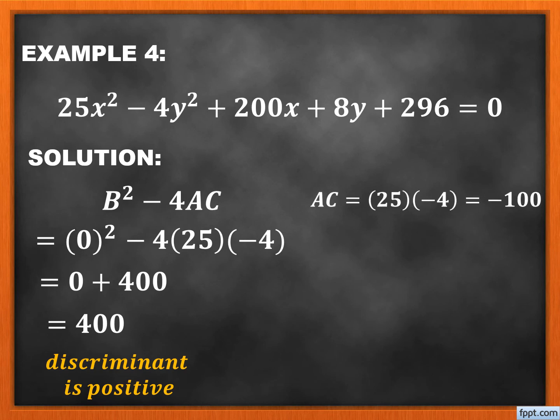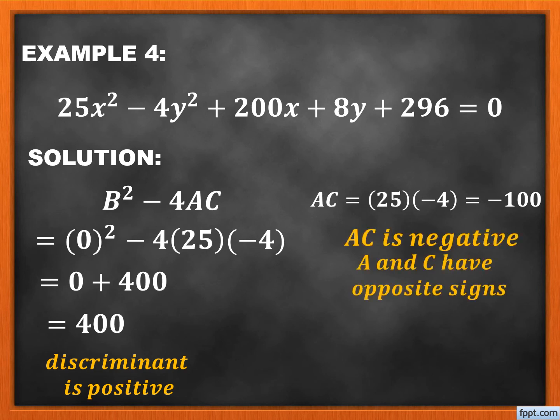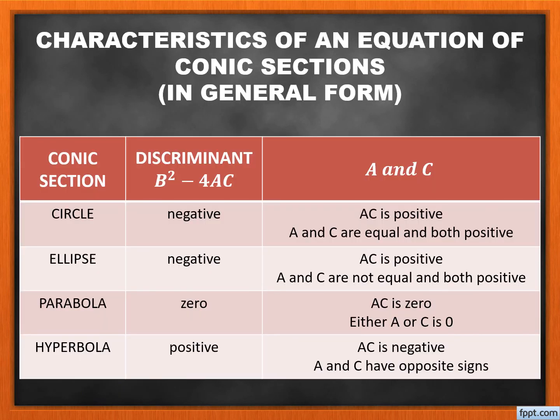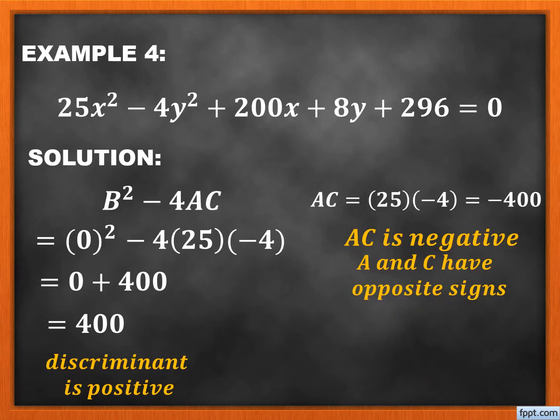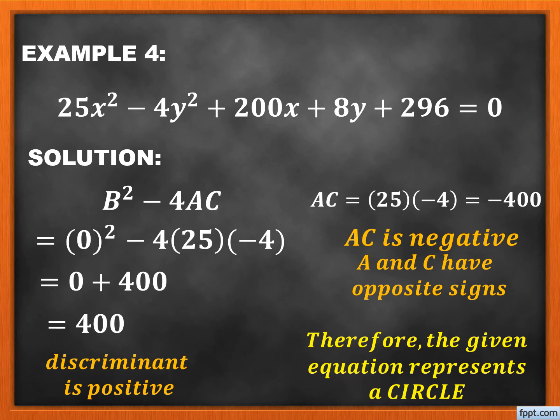How about the value of ac? So a is 25, c is negative 4. Therefore, ac equals negative 100. So ac is negative. a and c have opposite signs because a is positive and c is negative. So using our table, therefore, the given equation represents a hyperbola. So that is how to identify whether a given equation represents a circle, parabola, ellipse, or hyperbola.